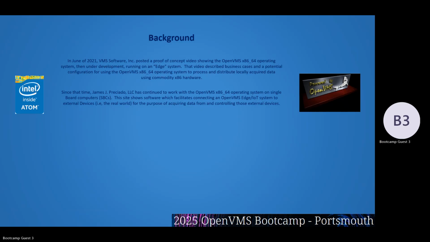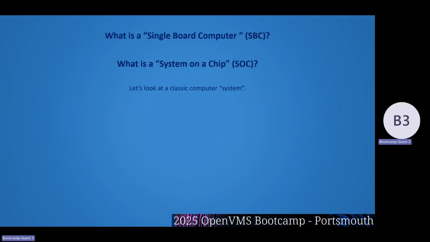To me, okay, we'll get to that slide in a second, but since that time, I've continued to work with x86 on single board computers. And this was actually taken from that website. This site shows software which facilitates connecting an OpenVMS Edge IoT system, and we'll describe what those are in a second, to real external world devices, interacting with that, acquiring data, controlling it, shipping it off, refining it, processing, and all that stuff. So let's start with this.